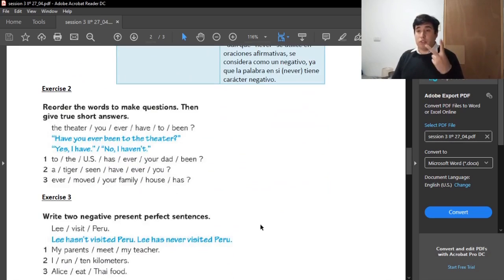Let's go over exercise number 2. Reorder the words to make questions. Then give true short answers. So, reorder. Here we have a question that has been scrambled. You have to put it together again. And then answer with a short answer according to what you have lived. For example, have you ever been to the theater? Yes, I have, if I have gone. Or if you have never gone to the cinema, no, I haven't. Okay? Remember, we start with the auxiliary, subject pronoun, and then we have the verb in the past participle. Okay, so you have 3 exercises here. Again, reorder the questions and then answer with true short answers about your experiences about these topics.